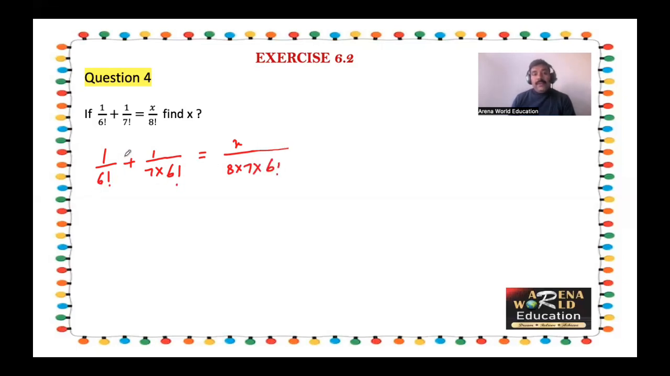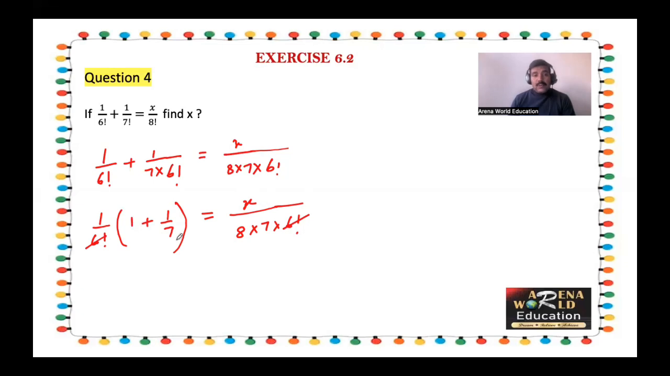So now if we take 1 upon 6 factorial common, we will be left with what? 1 plus 1 upon 7. And here, yes, x upon 6 factorial. So I'm just writing as it is. Now multiplying both sides by 6 factorial, this 6 factorial will be cancelled out. And here we are left with what?